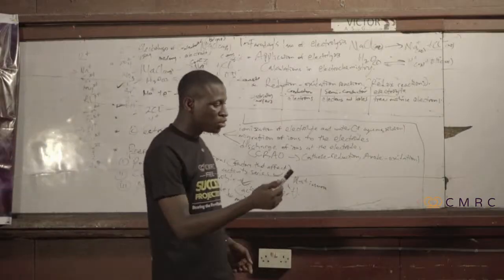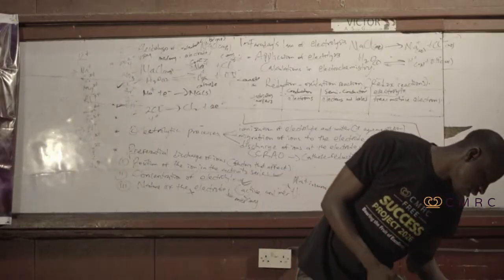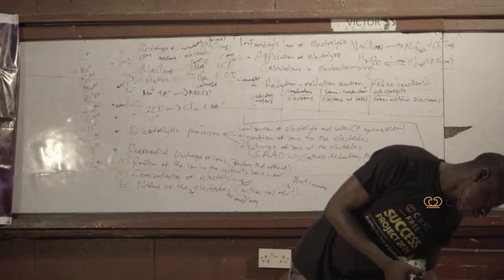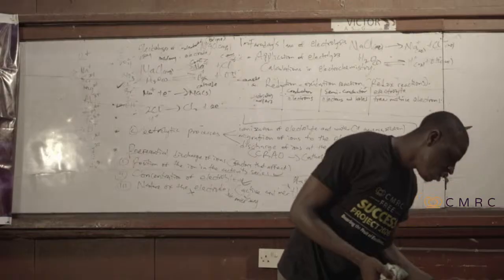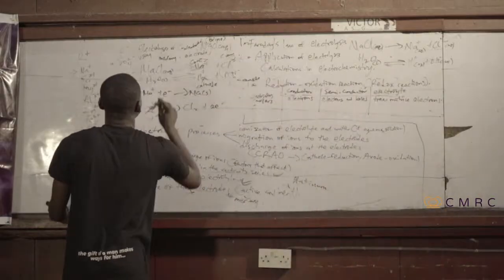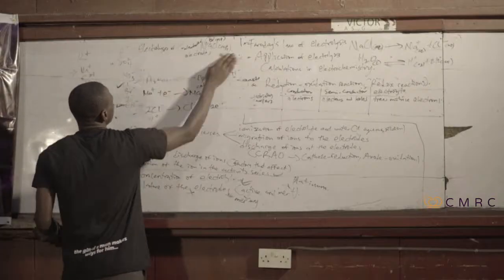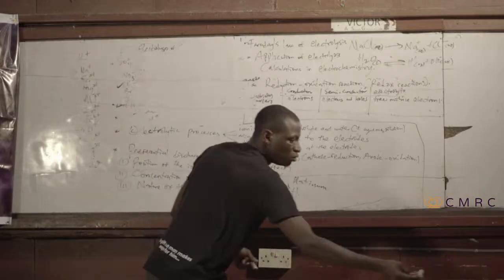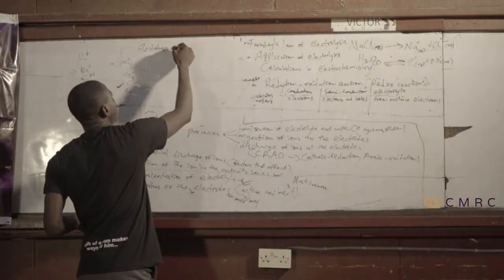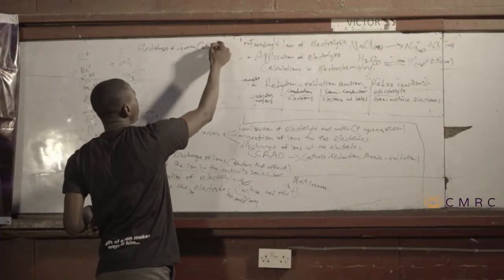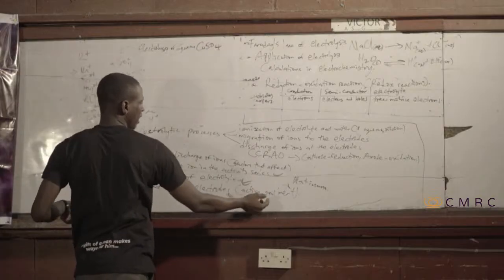Now, checking through your syllabus, I have another example here. They're asking us to do electrolysis of aqueous copper 2 sulfate. Copper 2 sulfate is CuSO4. Electrolysis of aqueous CuSO4 using platinum electrode, that is our inert electrode.